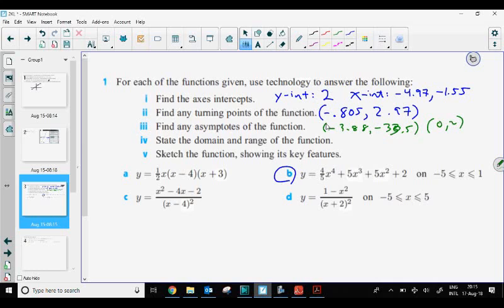This function has no asymptotes. It is clearly defined for all values for x. Well, at least within that domain it is.